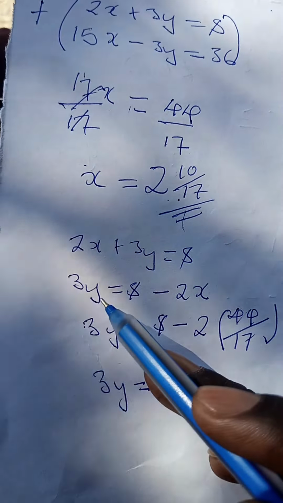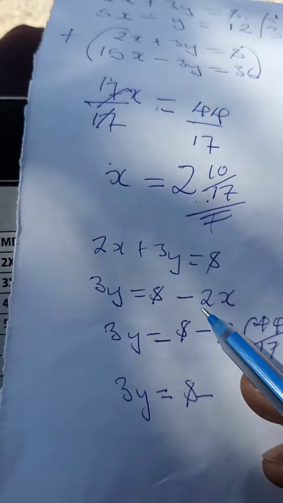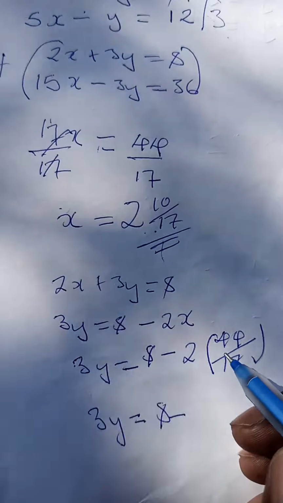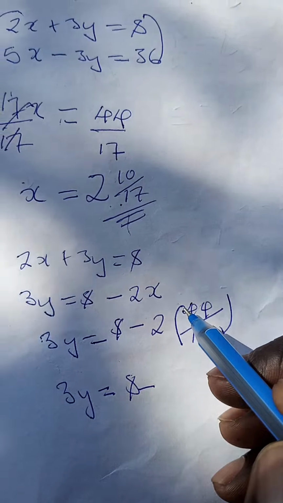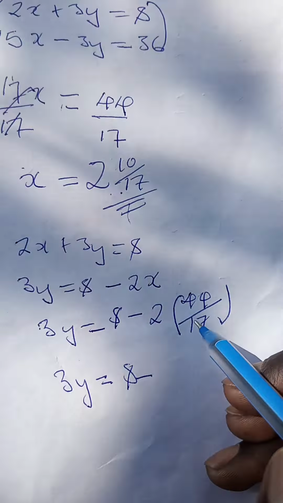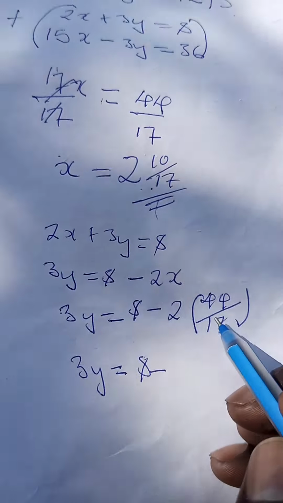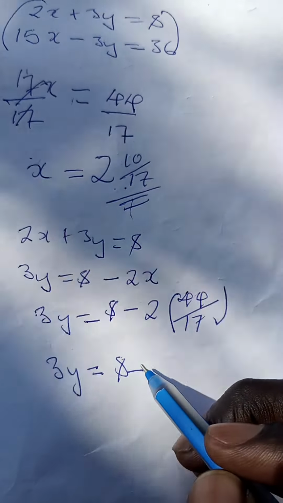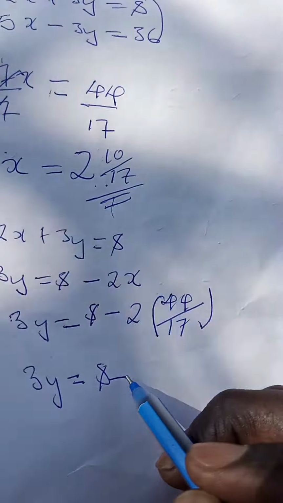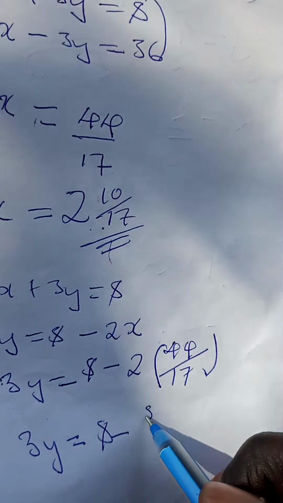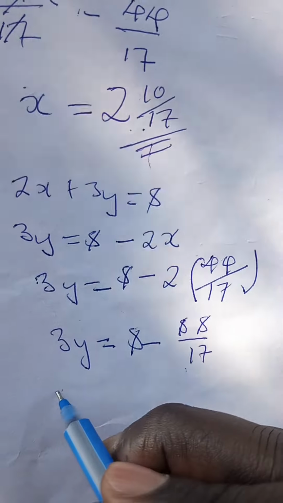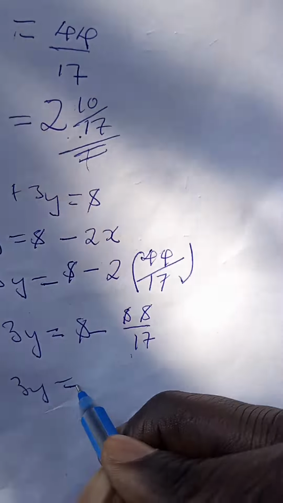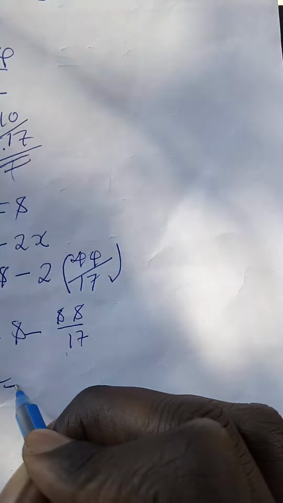So what I did here is, you take this to the right hand side, you have 2x, and you subtract. So after subtracting, you have this, and then you replace where there is x with the 2 whole number 10 over 17, which is just the same as 44 over 17 when you express it as an improper fraction. And then you have 3y equal to 8 minus, now that one you multiply by 2, you get something like 88 over 17, right? And when you subtract this one, you have 3y is equal to 8 minus 88 over 17. What do you get?